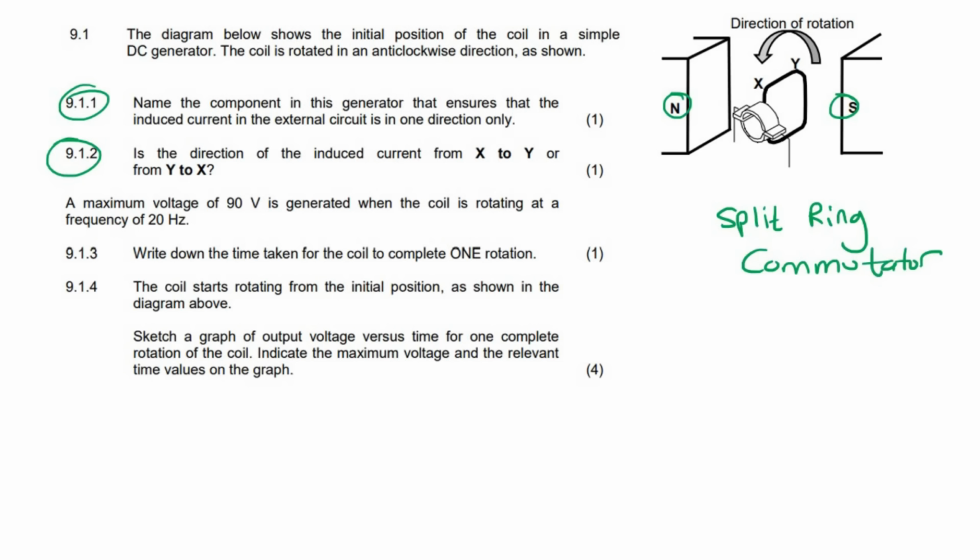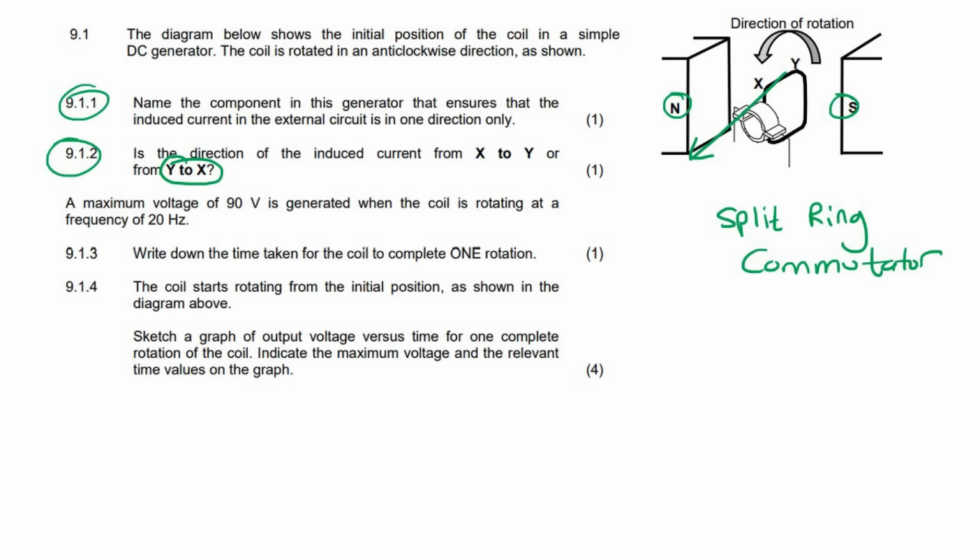So right now your hand should be looking pretty weird, where you've got your index finger pointing from north to south. You've got your thumb pointing down. Now what is your middle finger doing? Is it coming out of the page towards you or is it going into the page? Well, if you've done this correctly, it should be coming towards you. So it should be coming out of the page. So we will say Y to X.